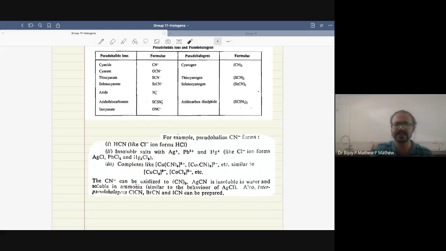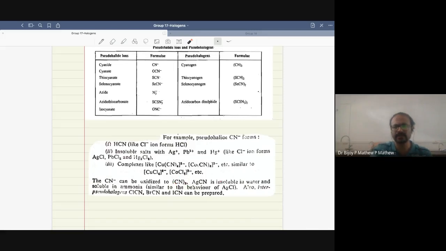Then cyanide can be oxidized to cyanogen. This is a pretty similar reaction, because in some reactions we can easily oxidize Cl- to Cl2 using some oxidizing agent like ozone, or any simple oxidizing agent. In the same way, the cyanide ion can be oxidized correspondingly to cyanogen.